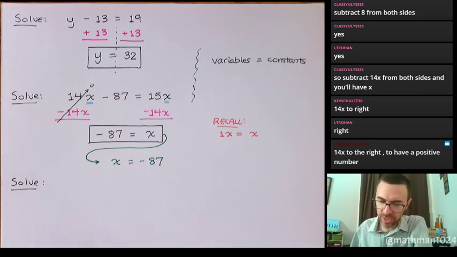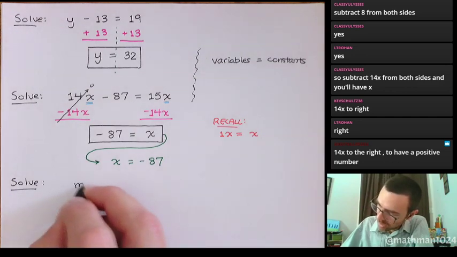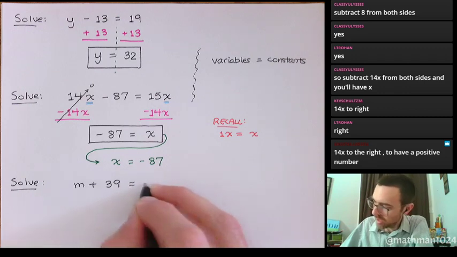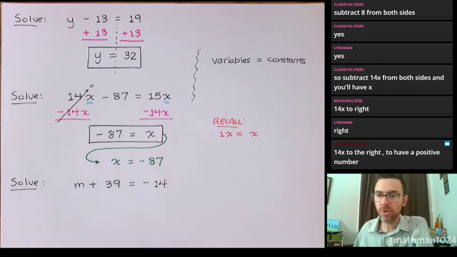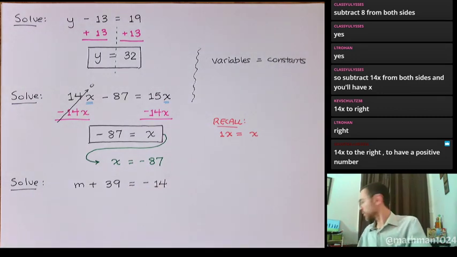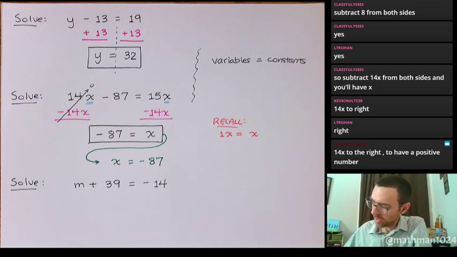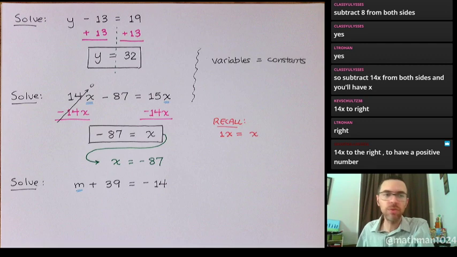All right, what do we have next? Oh, how about m plus 39 is equal to negative 14? Guys want to take a crack at that? What step should I take? Keeping in mind that this is the only variable that I have. No other variables anywhere else. So in order to get that guy by itself, what are you going to do?